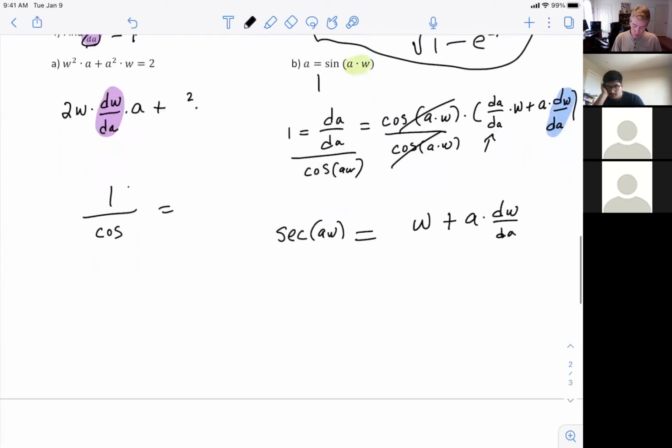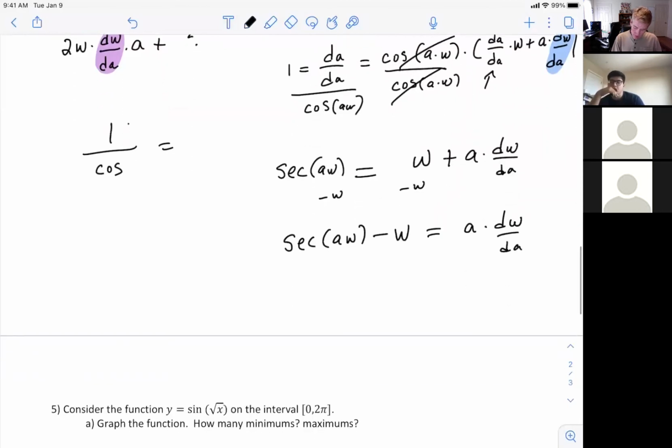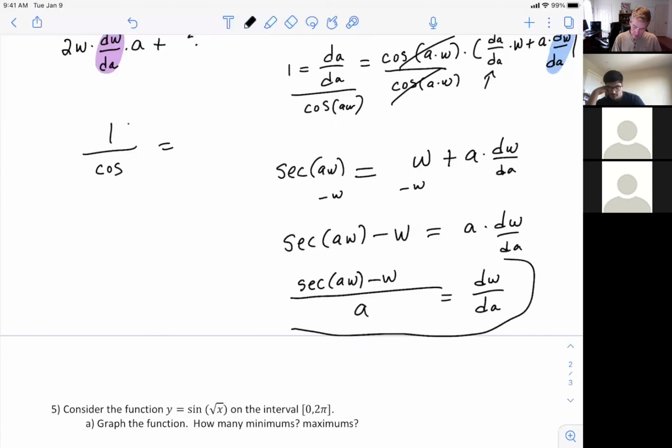And then there's only 2 more steps. One is subtract W from both sides. So that'll be secant of AW and then minus a W equals A dW dA. And finally, the very last step to solve for dW dA. So that's secant of AW minus W, and then divide both sides by A, and then it's done.